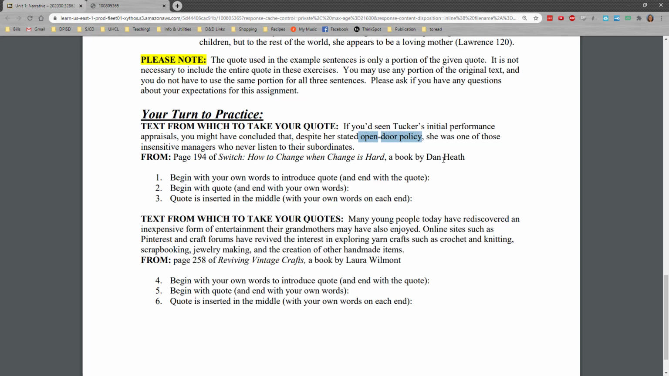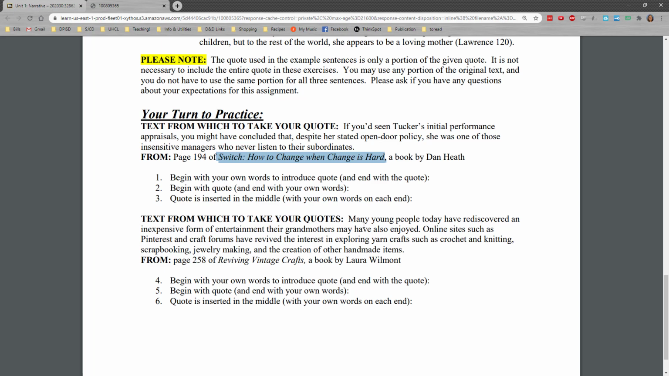Note that the book is by Dan Heath. It's on page 194. And interestingly, I've given you the name of the book, but do you need that for your citation? Sometimes extra pieces of information can trip you up. Don't get fooled. Just write 3 sentences. Every single one of these 3 sentences should either end with parentheses Heath 194 or parentheses 194, close parentheses, and period at the end.